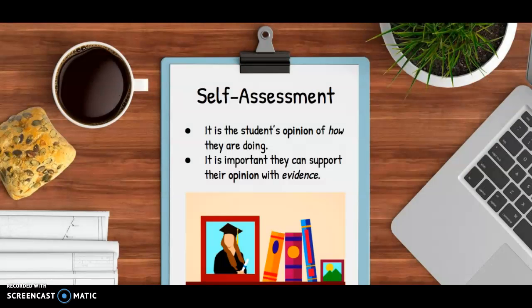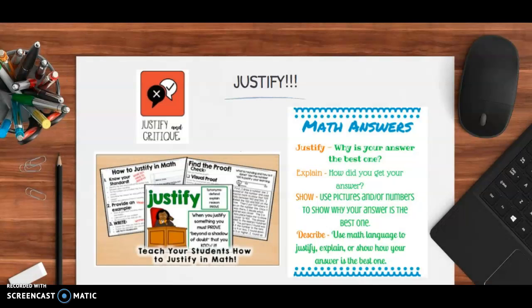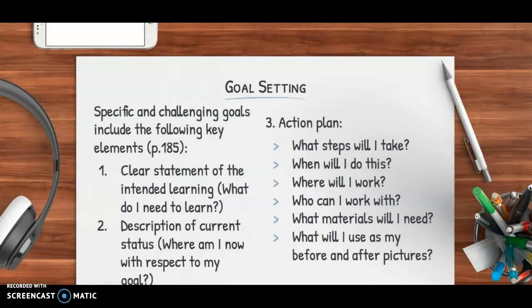Self-assessment is the student's opinion of how they are doing, so it is important that they can support their opinion with evidence. Select just one learning target at a time for students to focus on and collect evidence for. This will allow them to justify their reasoning. Justifying their reasoning, judgments, or decisions with actual references to their work allows them to explain what they did, why they did it, when they did it, and the purpose of it.